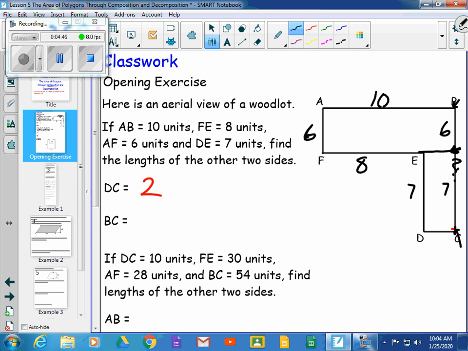Now I can find all the way from B to C by adding those two parts. If I want to know the total length of a line, and I know the two parts, I can add them together to get it. So 6 plus 7 gives me the total length of 13.